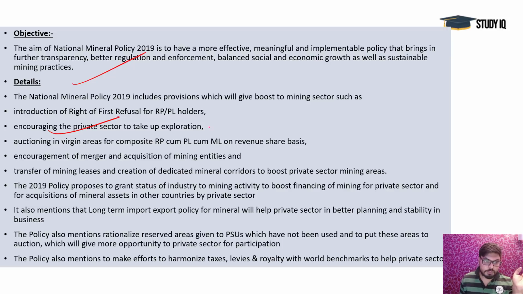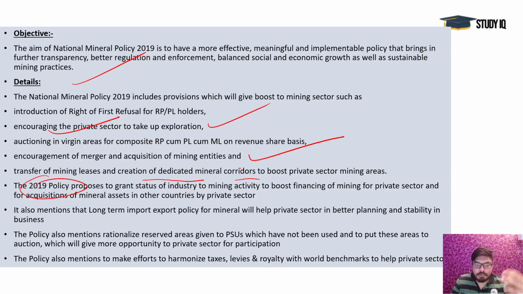Encouraging the private sector to take up exploration and acquisition of mining entities, mergers would be there, so that encouragement of the private sector would be there. And the 2019 policy proposes to grant status of industry to mining activity. Till now it is only mining activity. Now it will become mining industry, so that financing of mining for the private sector would be possible. So it's a great boost for the private sector, because they can bring a lot of efficiency here.